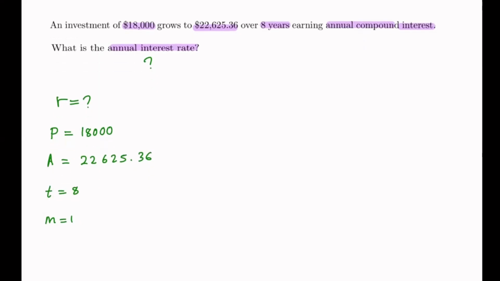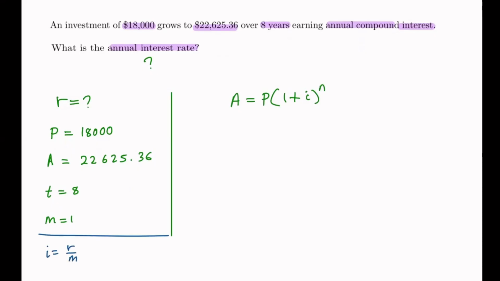All right, so once we have these guys, now let's go ahead and write down the formula. So we know our formula is A is equal to P times 1 plus I over N. So that means I need to figure out what is I and what is N. Let's go ahead and do those calculations separately here. So I is going to be the rate over compounding period. The rate is, we don't know. So I guess I'll have to keep it as R. M is 1, so that means this is just R.